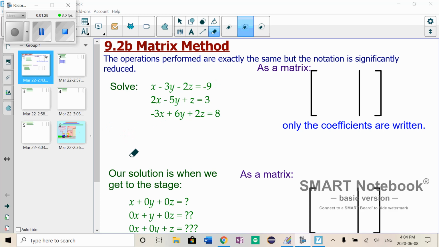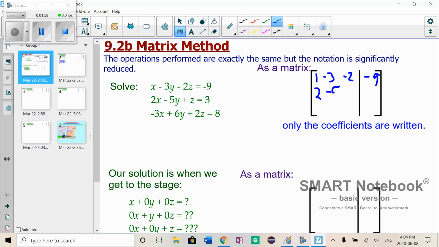Okay, basically you drop off the letters. So we're going to have 1, -3, -2, and you put this on the other side. Now, this isn't true Cartesian form, right? Because usually there's a +9 over here, but what you're going to do is move the constant to the other side. And you know from grade 10, same thing, standard form, half the time it has the constant over here and the other half of the time it has the constant on the other side of the equal sign. So that's not that unusual. Okay, so we have 1, -3, -2, -9. And then we have 2, -5, 1, 3, and -3, 6, 2, and 8. So that's basically what a matrix is.